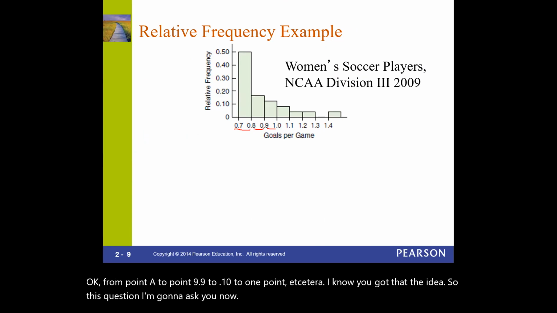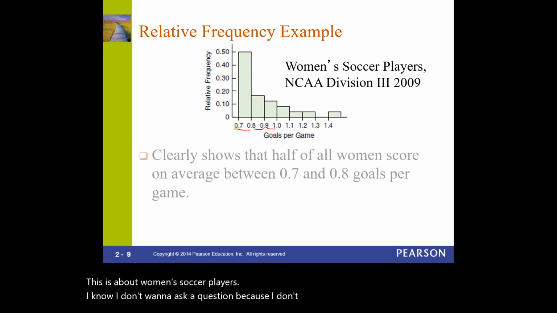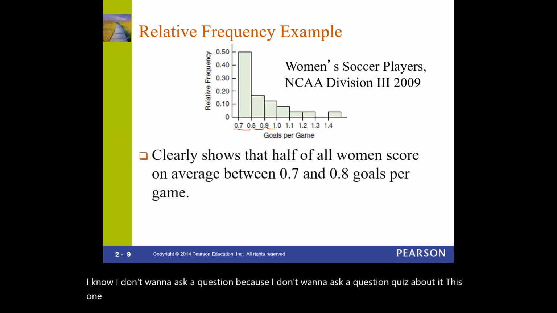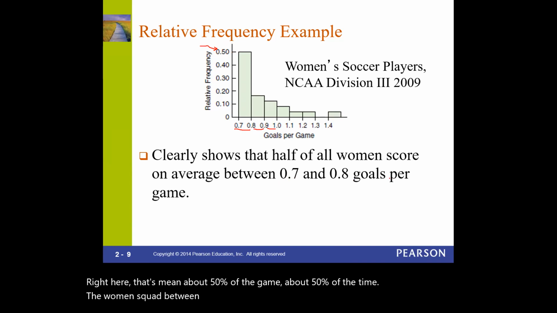So can I say this is about women soccer players? This one is saying that half of the women are between 0.7 and 0.8 goals per game. You see, this is 50% right here. That means about 50% of the time, the women score between 0.7 and 0.8 goals per game. All right.